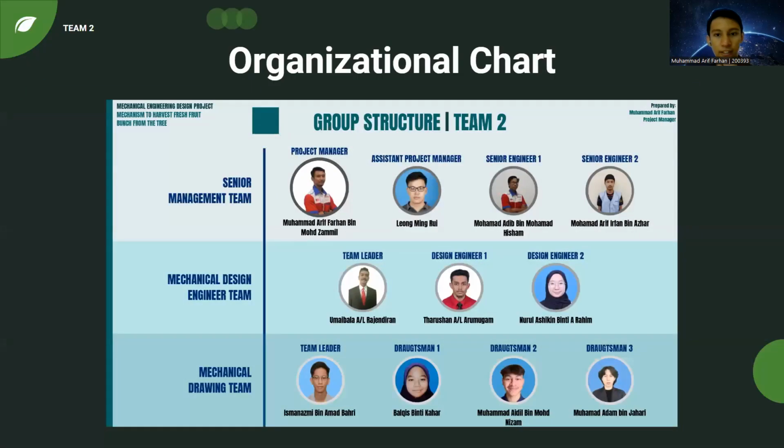So this is our group structure for team 2, which consists of me as project manager, Muhammad Arif Farhan. Our group structure consists of 3 layers: the senior management team from final year, then the mechanical design engineer team from third year, and the last one is the mechanical drawing team from the first year. Each layer has a team leader, which is Umay Bala for the mechanical design engineer team, and Isman Azmi for the mechanical drawing team. Also, my assistant project manager is Leong Ming Rui.